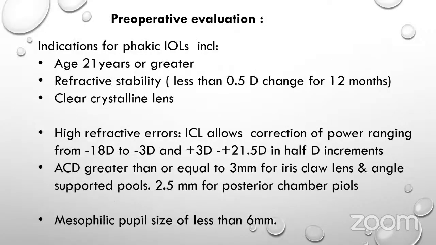In preoperative evaluation, one should see the following data being filled. Age should be 21 years or greater. Refractive stability should be less than 0.5 diopter change in 1 year. Clear crystalline lens. Mesopic pupil size less than 6 mm. ACD should be greater than or equal to 3 mm for iris claw lens and angle supported lenses, and 2.5 mm for posterior chamber intraocular lenses. High refractive errors: ICL allows correction of powers ranging from minus 18 diopter to minus 3 diopter, and plus 3 diopter to minus 21.5 diopter in half diopter increments.